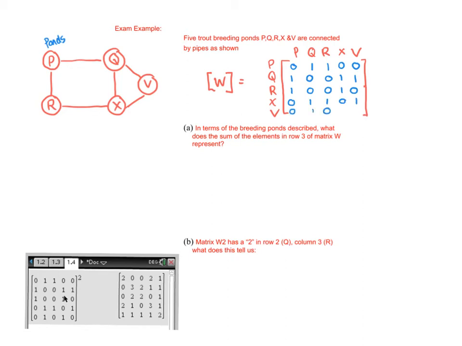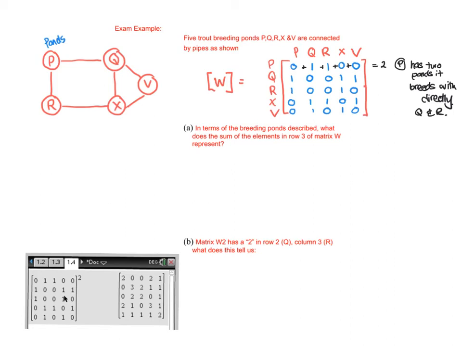1, 0, 1, 0. So if you were adding these up, what that shows me is 2. So P has 2 ponds it can breed with. It is directly linked to in one step, breeds with directly, which you can see is Q and R. Okay, just helping you explain.